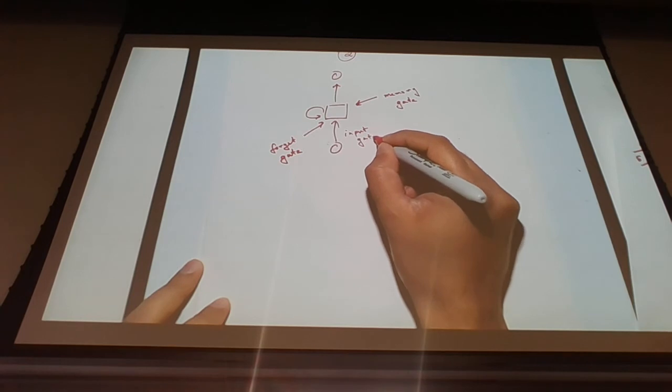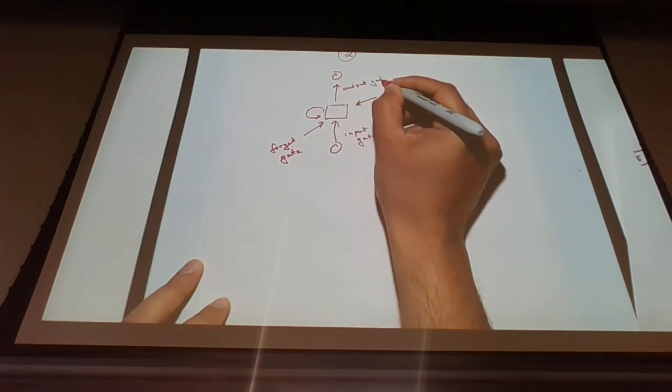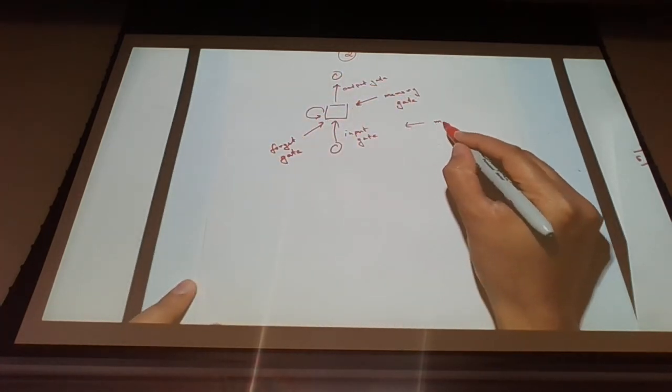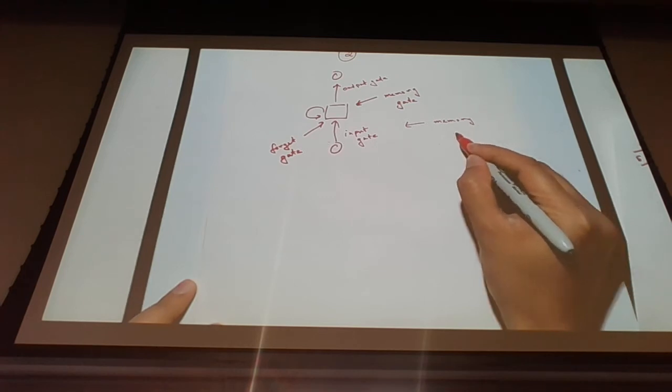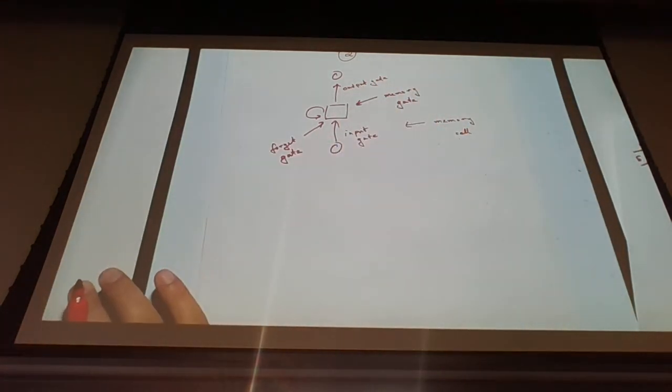Why do they call it gate? I have no idea. And this entire thing is called a memory cell. If you remove the memory gate and forget gate, then this is just an RNN. Right?